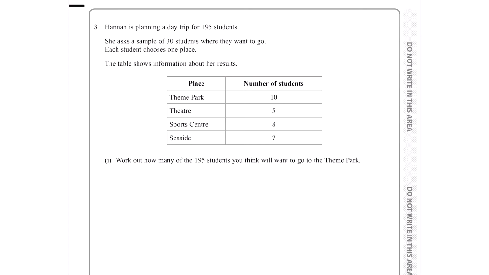Hanan is planning a day trip for 195 students. She asks a sample of 30 students where they want to go. Each student chooses one place. The table below shows information about the results. Work out how many of the 195 people you think will go to the theme park. So theme park is that one there, so that's going to be 10 out of the 30 people she asked. I'm going to multiply that by 195, and you can type those numbers into your calculator, and that gives you 65.